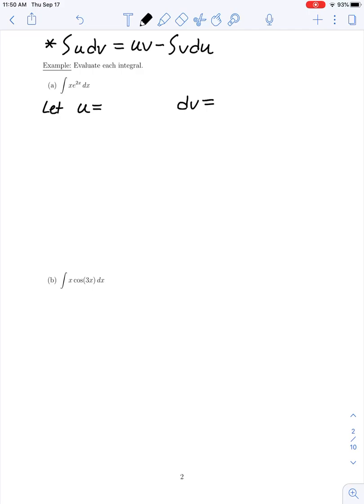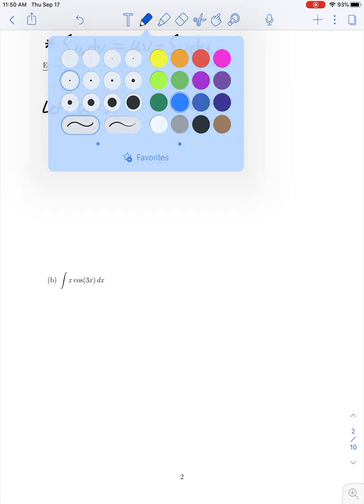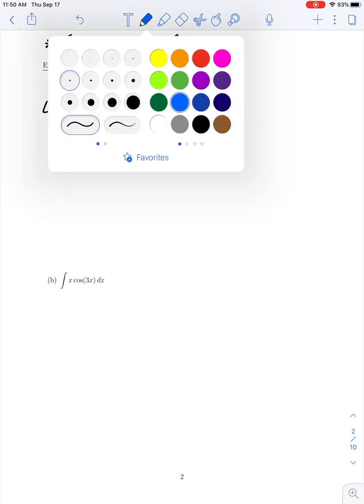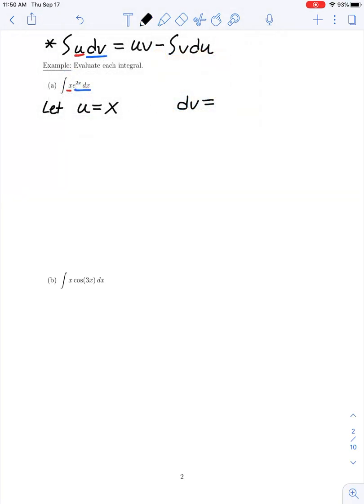So in this example, I'm going to choose u to be the first factor in that product. That is, u is going to be x, which means that dv, so after I choose u, everything else in my integrand is going to be dv. So here, after I choose u as x, that means that dv has to equal e to the 2x dx.